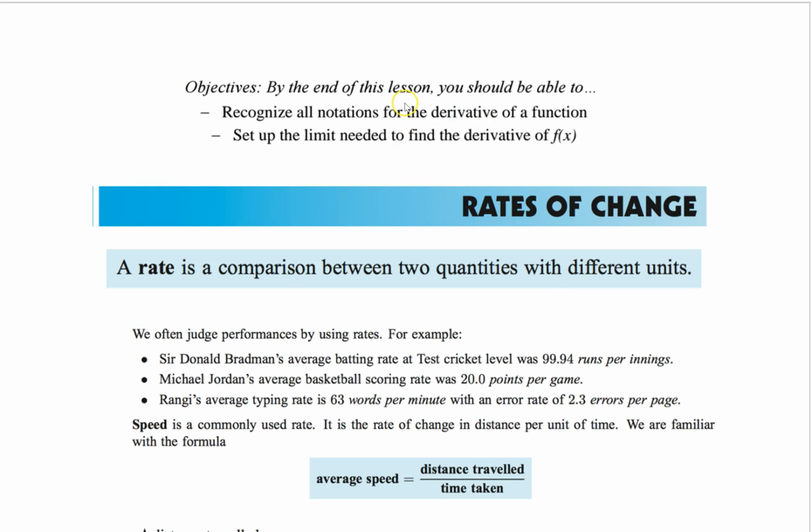Rates of change. Objectives. By the end of this lesson, you should be able to recognize all notation of the derivative function. Actually, that one's wrong. It'll be next video. Set up the limit needed to find a derivative function, a derivative of f of x. That one's true. That's definitely one of the objectives, along with how to find the slope of a tangent line. That's kind of the goal for this lesson.